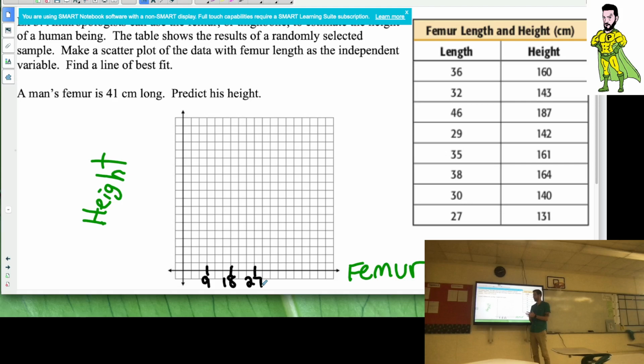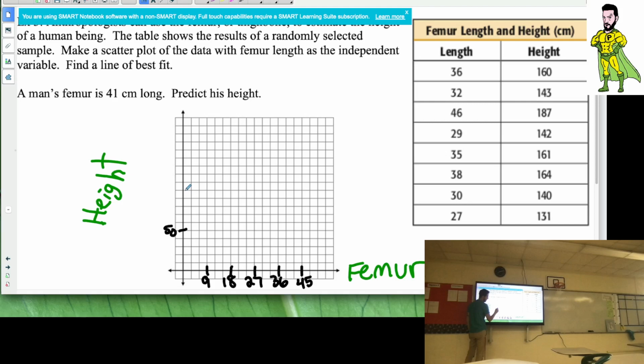All right, and then the height, highest one I see is 187. So if there's 19 spots, 19 times 10 is 190, so that would include it. So we can go by 10s. 10, 20, 30, 40, 50, 60, 70, 80, 90, 100, and so on up to 150. All right, let's plot these points.